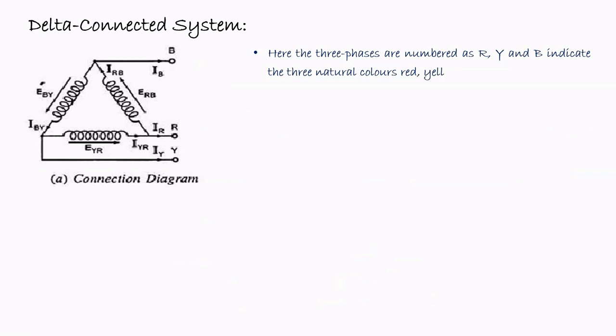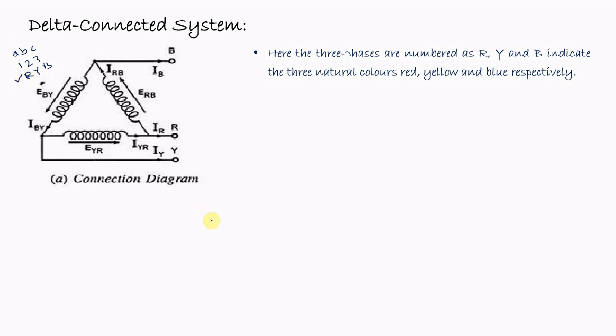So if we draw the delta connected system again, here we consider the three-phase system as RYB, that indicates three natural colors, that is red, yellow and blue. As we have already discussed, the three-phase system can be considered as A, B, C, or as 1, 2, 3, or as RYB. So normally the RYB system is used.